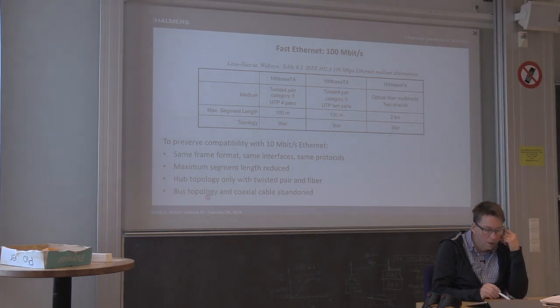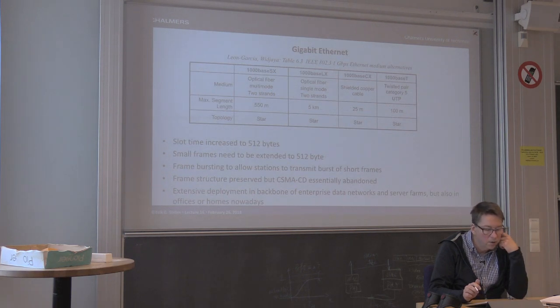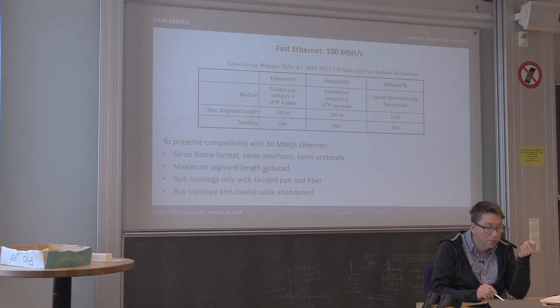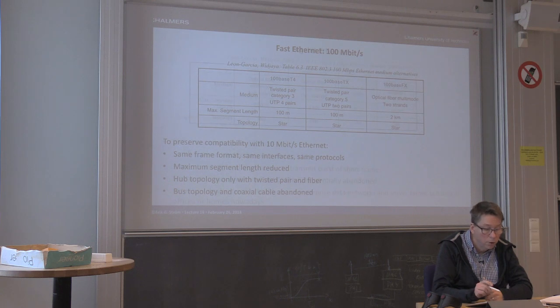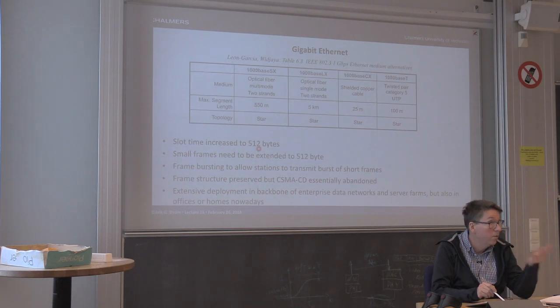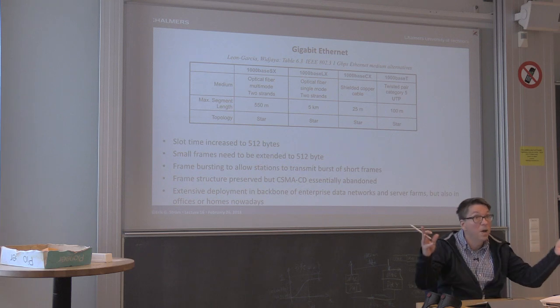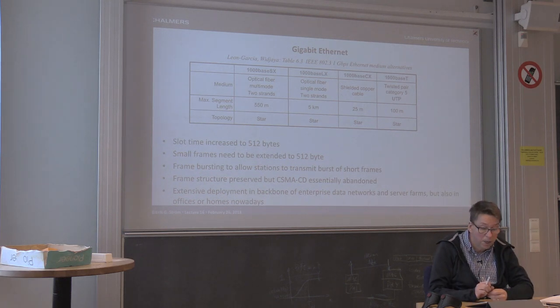There were still hubs, but these bus topologies and the coaxial cable were disbanded at this time. Gigabit Ethernet: here we can reduce the maximum length, because then the LAN became too small. So the slot time was increased to 512 bytes, instead of the 64 bytes before. So small frames have to be extended with this pad field to be at least 512 bytes.